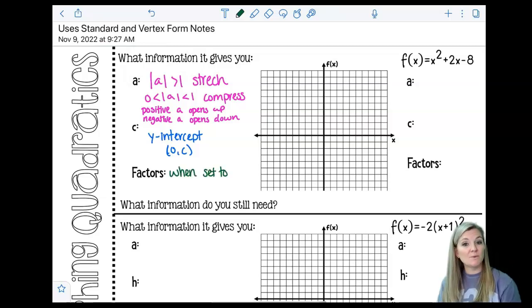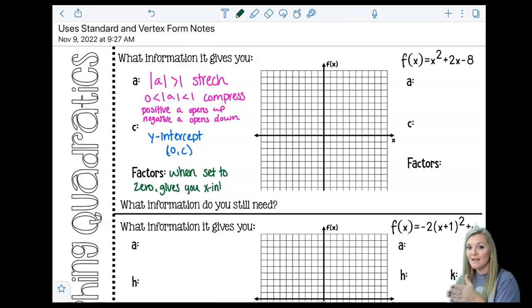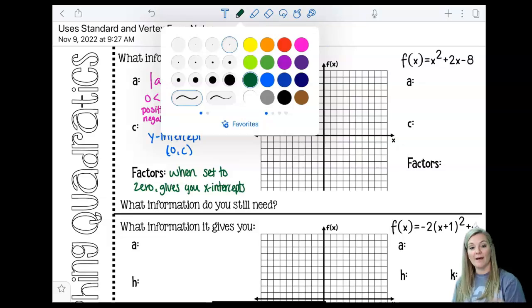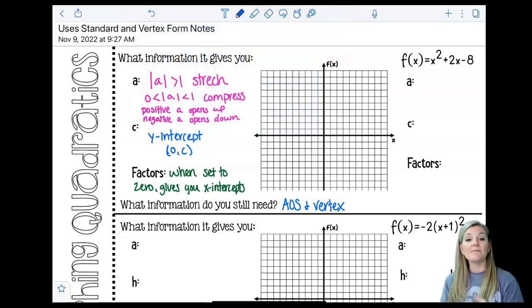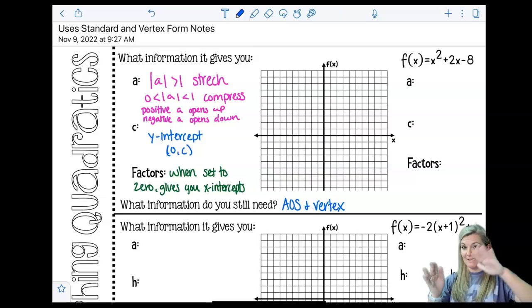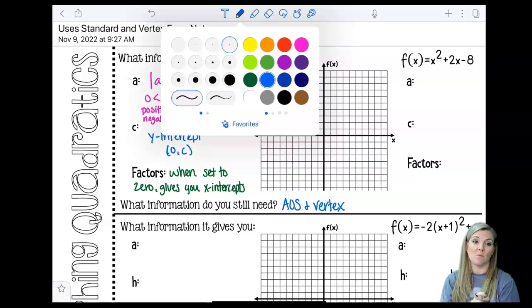What you can do with standard form, most of the time, not all the time, is you can factor it. And your factors give you your solutions, and your solutions give you your x-intercepts. So you do have x-intercepts when you have standard form. And so that's also something that you can graph. So information that we do need is our axis of symmetry and our vertex. That is something that we really do need when we are graphing so we can see really how low it is going.